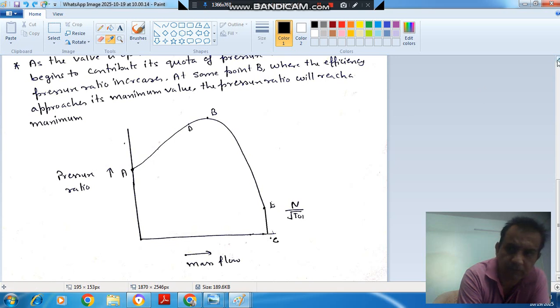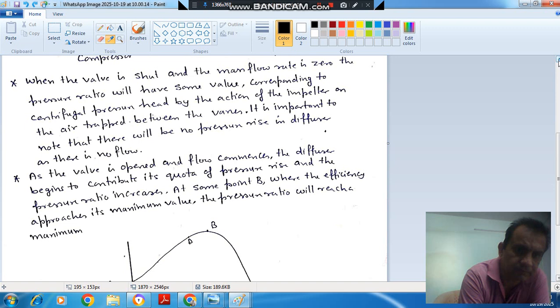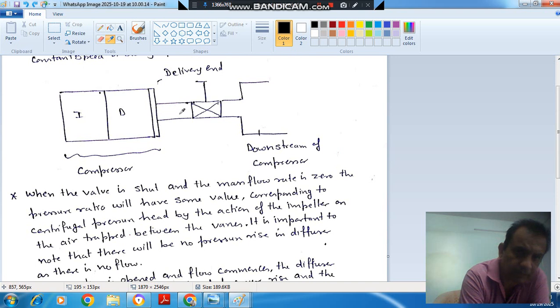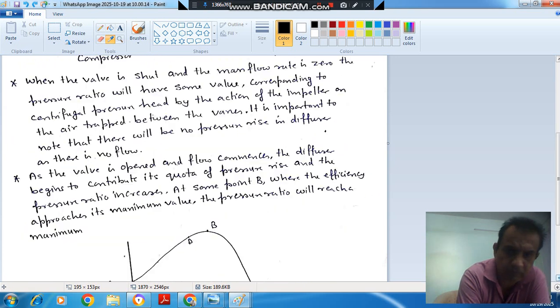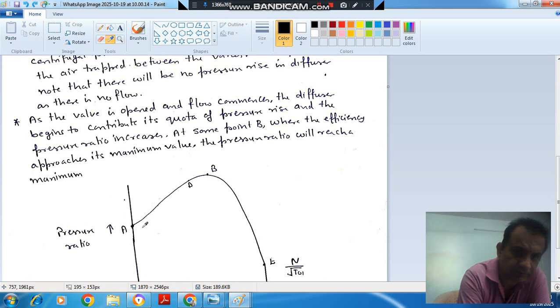When we start opening the valve and a small mass of air enters through this valve, then the diffuser will also contribute its quota. It will also increase its pressure. So when there is some mass flow rate, the pressure ratio will start rising like this, and it will go on increasing up to point B, where the efficiency is maximum. So at point B, the pressure ratio will be highest.